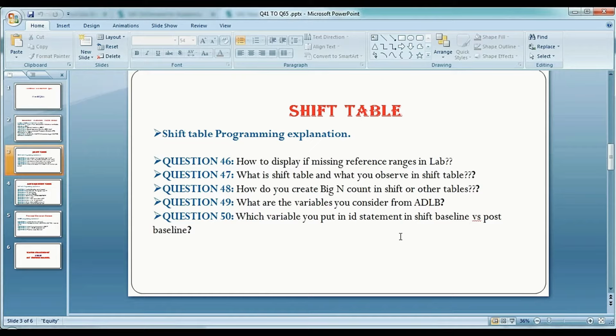What is your understanding about the shift table, and how do you create the small n and capital N, the big N, for shift tables? If the category is missing, how do you display that missing category in your table? What are the ID variables used in the PROC TRANSPOSE, and what are the variables you consider to start up your shift table? These questions may be expected from the shift table related questions.